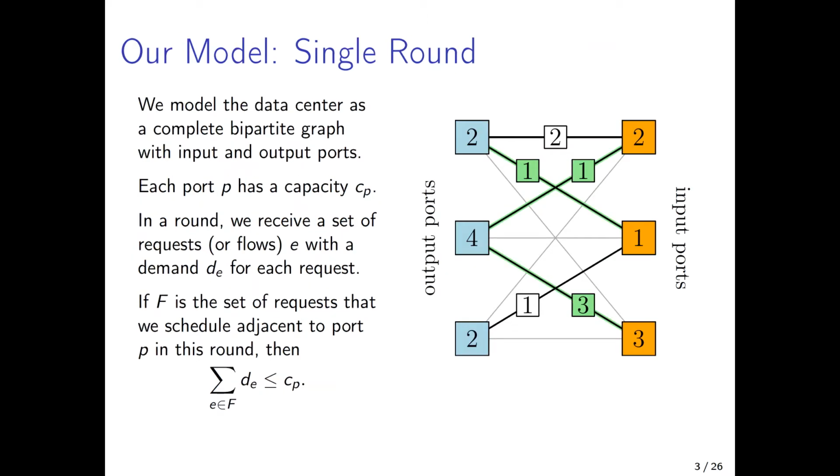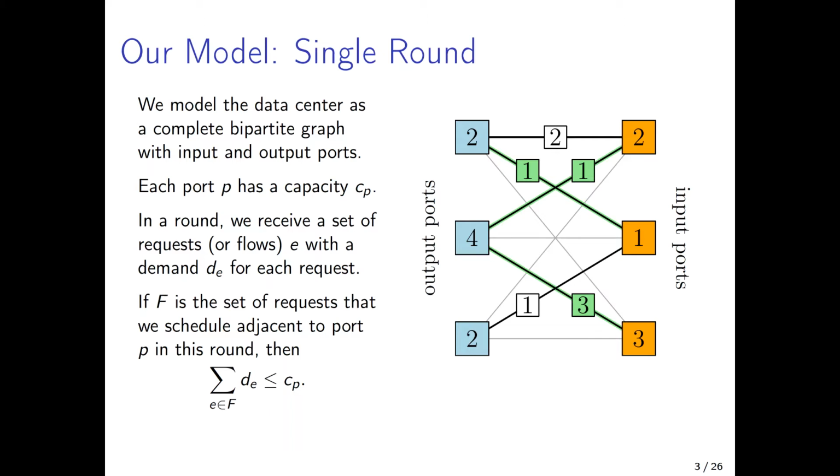We model the data center as a complete bipartite graph, or switch, with output ports, shown in blue, and input ports, shown in orange. Each port P is labeled with its capacity, which we denote C_P. In a single round, we have a set of requests or flows represented as edges, waiting to be fulfilled. Each request E has an associated demand D_E, shown as a box on its edge. We can schedule requests to execute in this round on the condition that the sum of demands scheduled on any port is less than the capacity of that port.